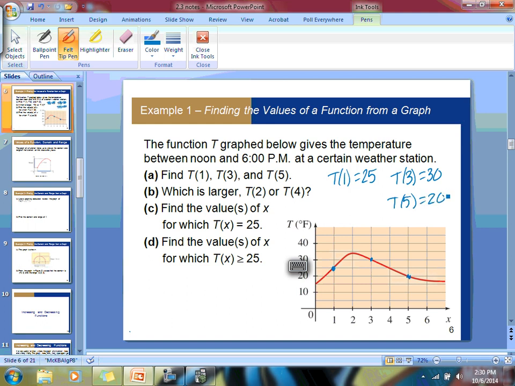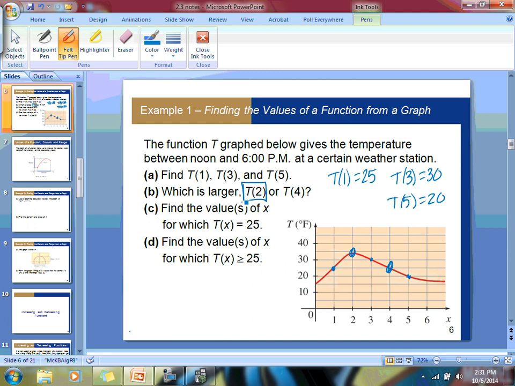So we're really just finding the y values off of our graph. We're going over to a certain x value and then going up to a certain y value. Which value is larger, T of 2 or T of 4? Well, T of 2 is right here. T of 4 is right there. If it's larger, it's got to be higher on the graph, so T of 2 is larger.